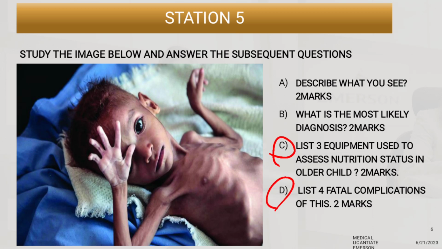Then D. List 4 fatal complications of this condition. So if you remember the 10-step management of SAM, you have the first two. So we have hypoglycemia, hypothermia, those things are infections. So we have mentioned 3 things already. So hypoglycemia, hypothermia, infection such as pneumonia.